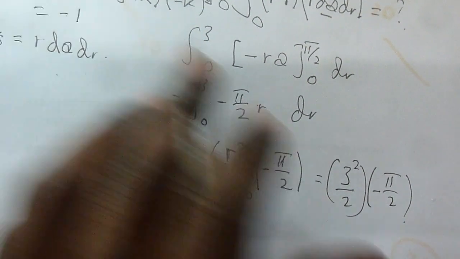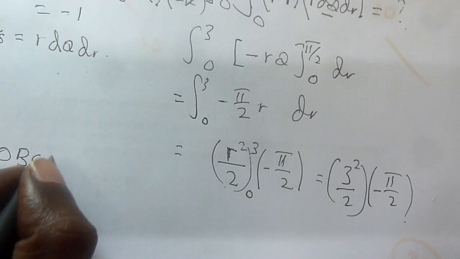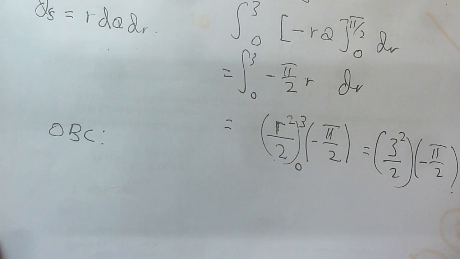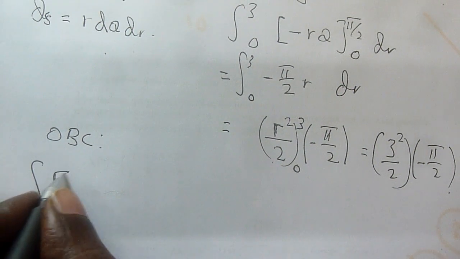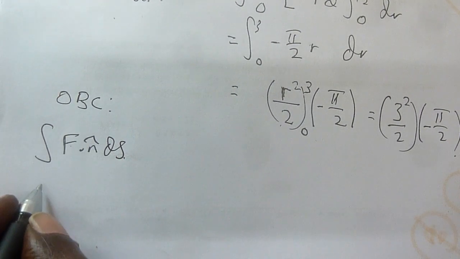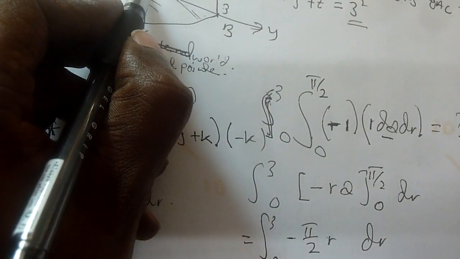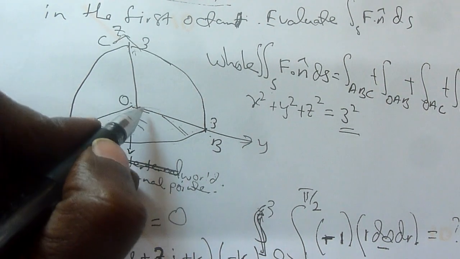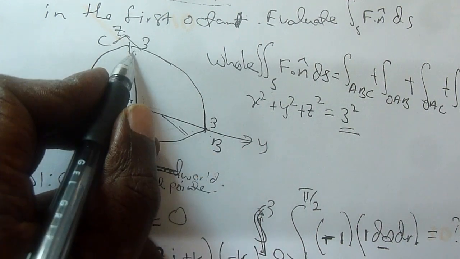Now I hope that you can follow. Now how to find out the OBC? Can we find out the OBC? Can. The OBC we need to find based on the F and dS again. What is n here? What is n for OBC? Cannot see, right? OBC, this refers to y, z.